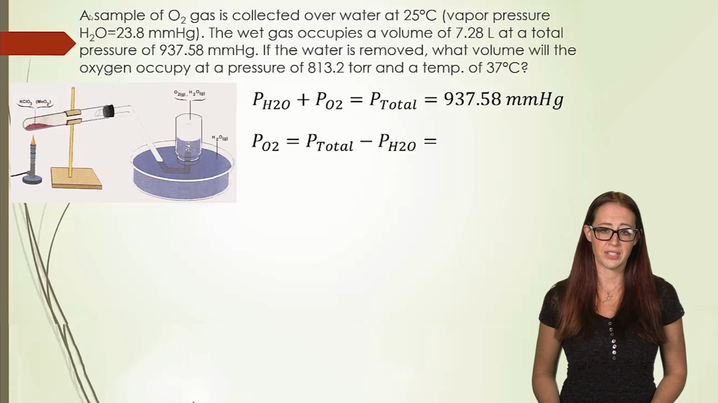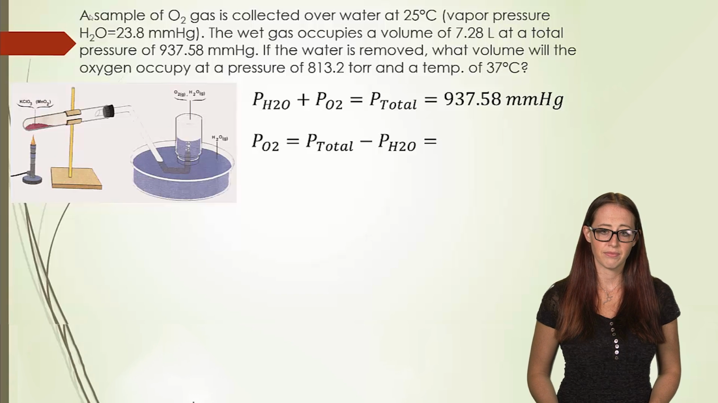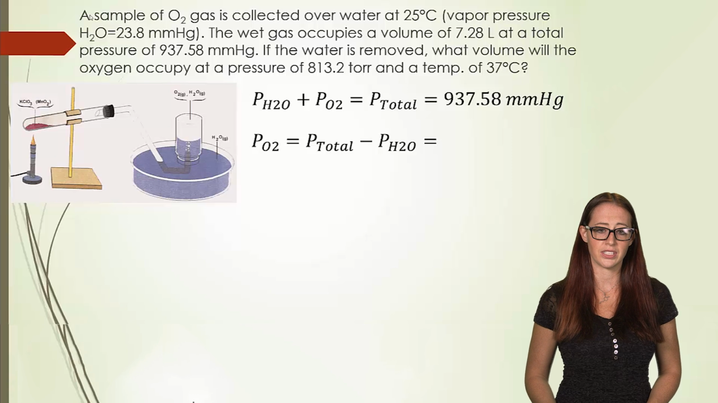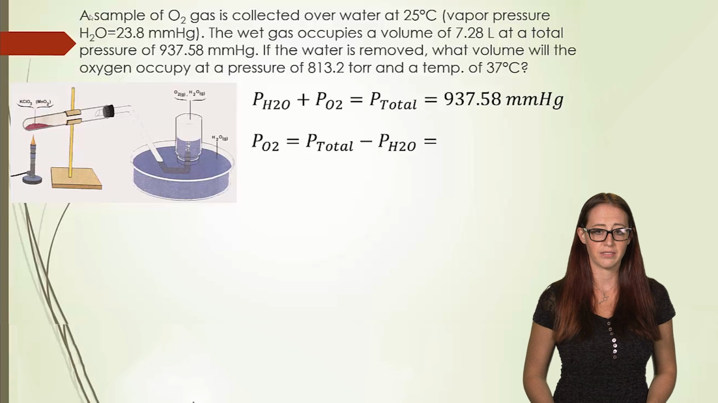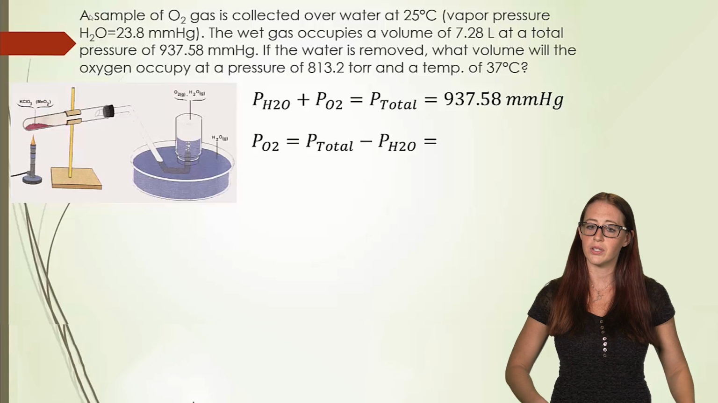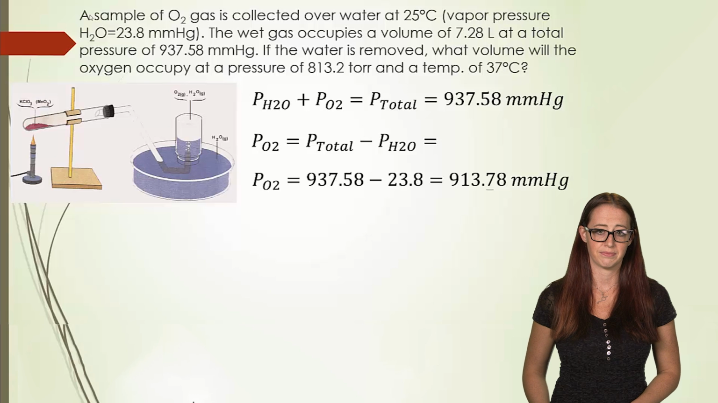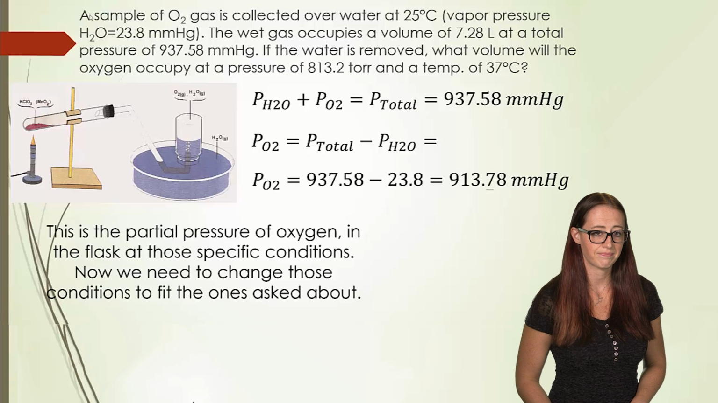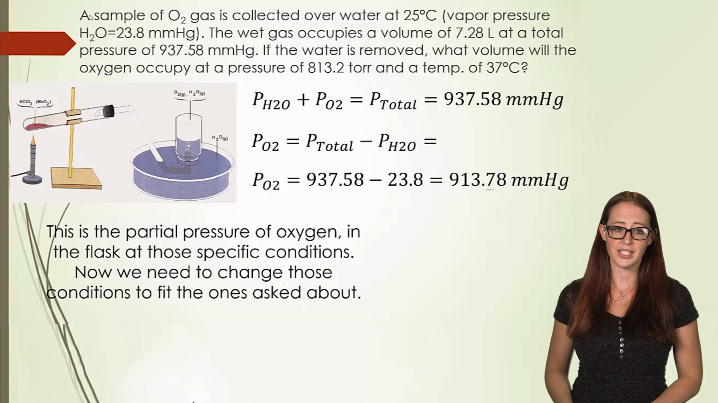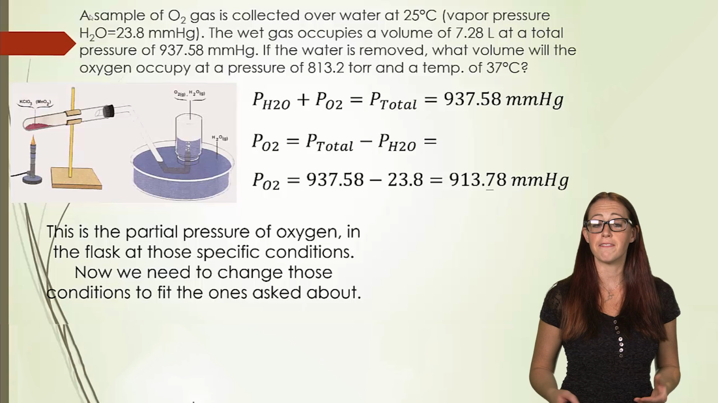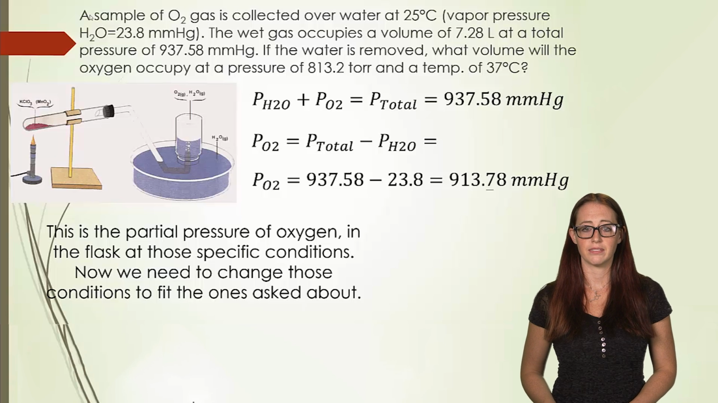Let's check and make sure that this makes sense. We know that the partial pressure of oxygen has to be less than the total pressure, and it is, so that's a good sign that we've done it correctly. Of course, this doesn't give us our final answer since it's the initial set of conditions. Now let's change those conditions to get the final answer for what we're looking for.